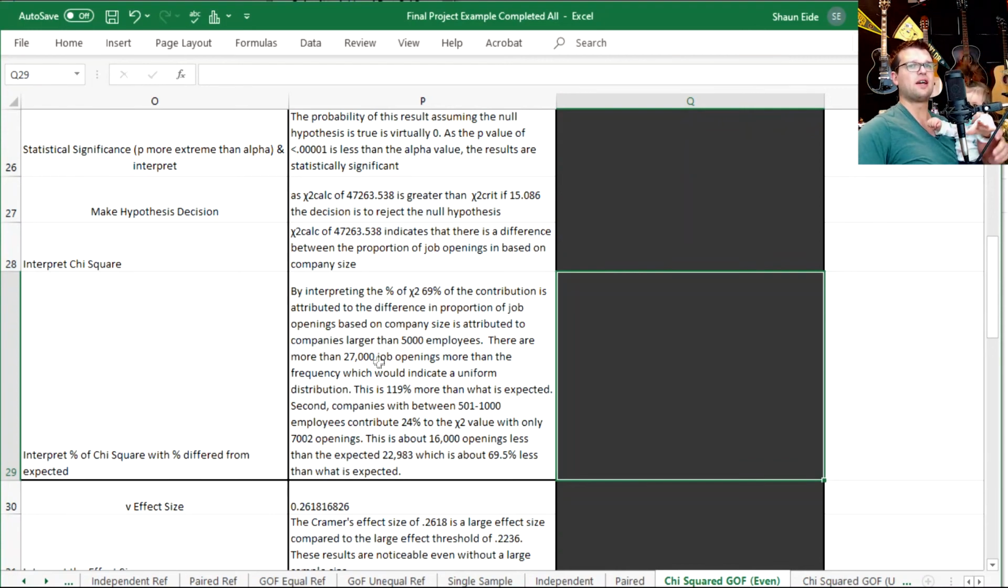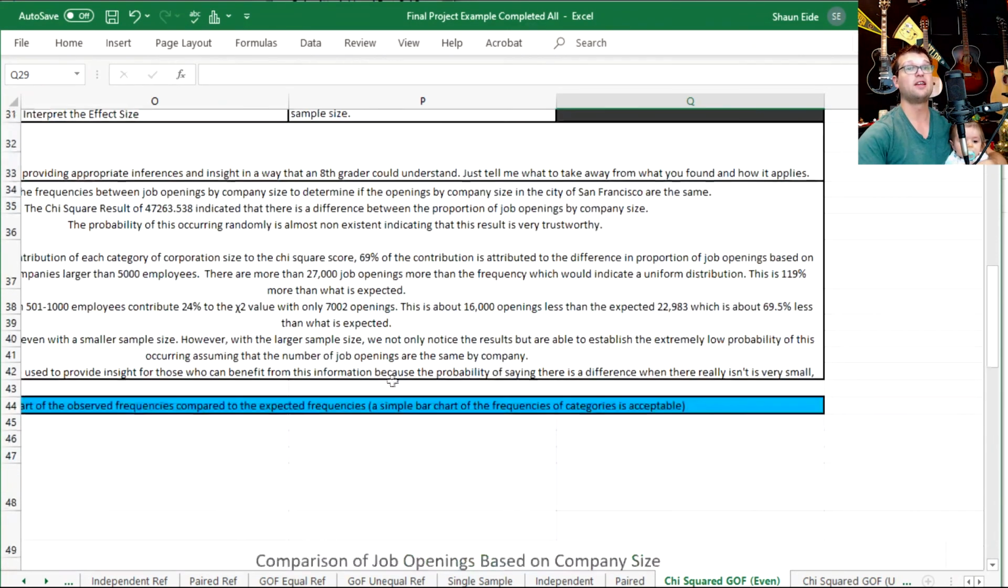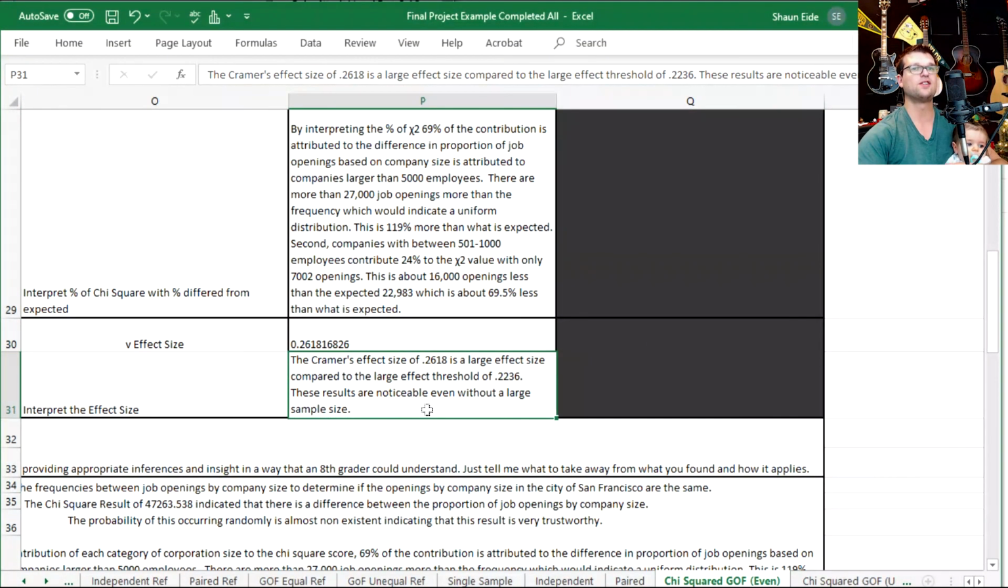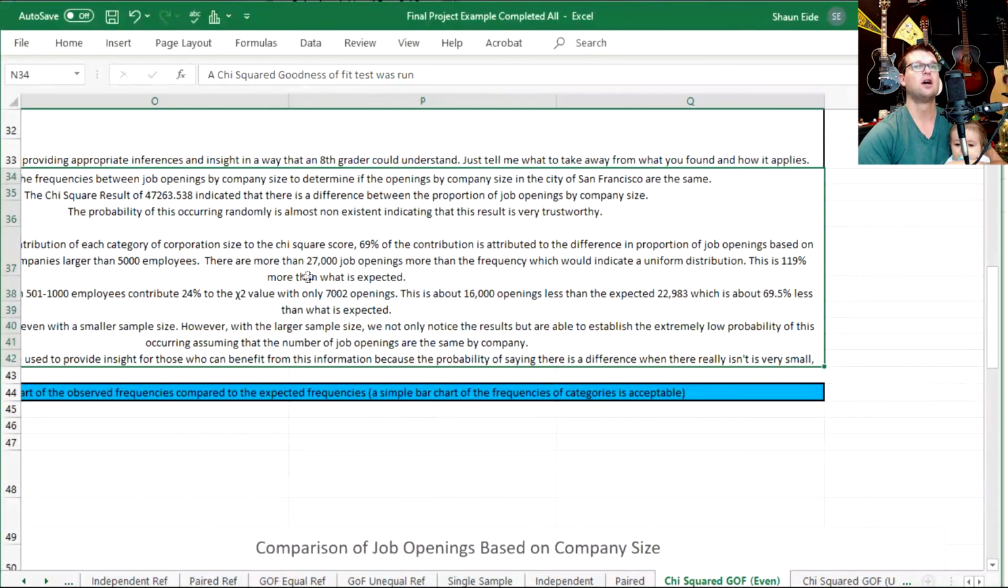Then the effect size. The effect size is also really important because, as we already indicated, it is a large effect size, and because it's a large effect size, we can actually see and know what's going on there.